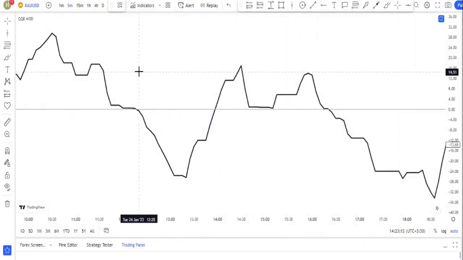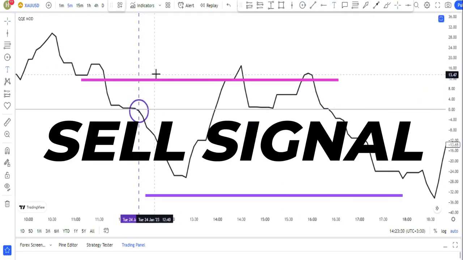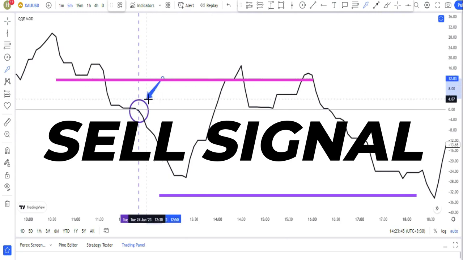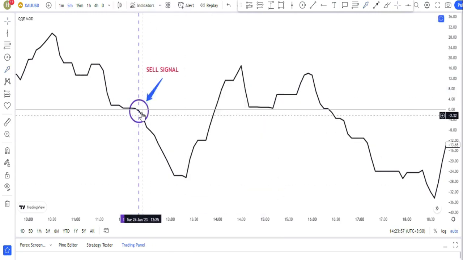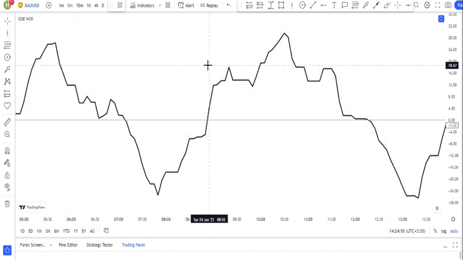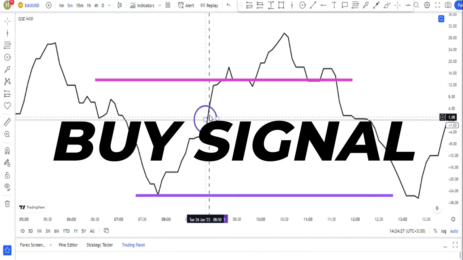The QQE mod indicator is the main indicator that issues the signals. In fact, when the QQE line crosses the 0 level from top to bottom, the sell signal is issued. And also when the QQE line crosses the 0 line from bottom to top, the buy signal is issued.